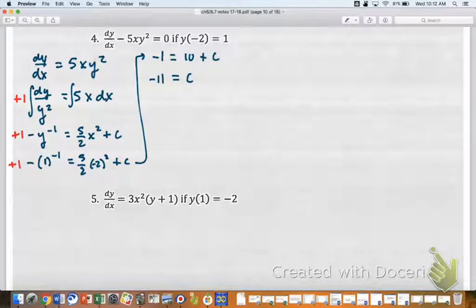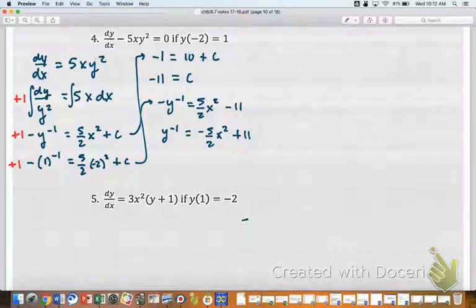All right. So then I'm going to use this now to help me find my final particular solution, negative y to the negative 1 equals 5/2 x squared minus 11. Clear out the negative. So it'd be y to the negative 1 equals negative 5/2 x squared plus 11.